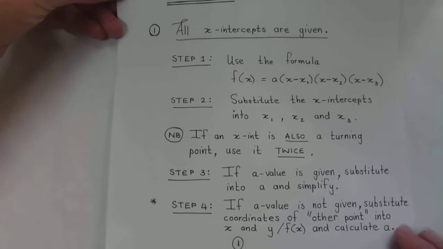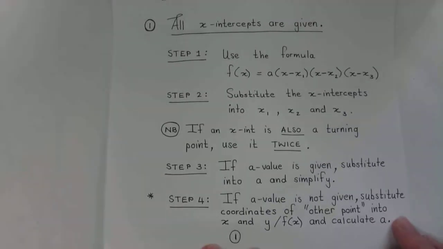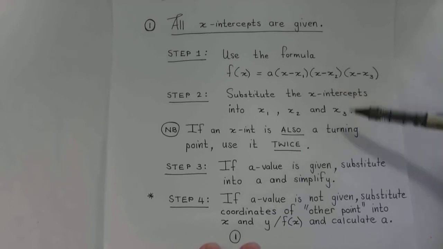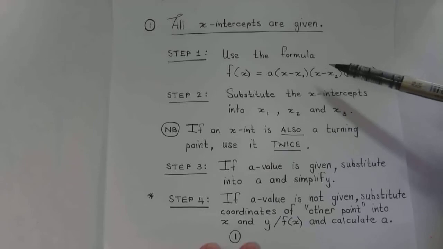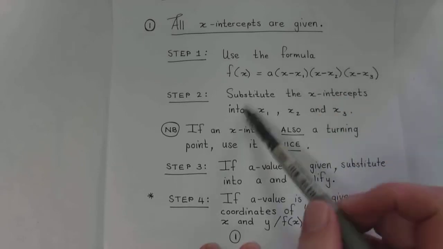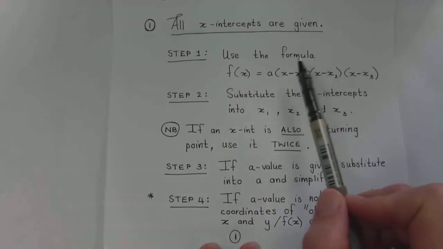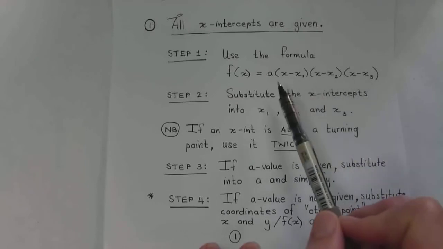I'm going to start with the steps, one by one. We'll work through the steps, and then when we get to the example, we're going to employ these particular steps in order to get the equation of that cubic function, or the equation of that cubic graph. Now, step 1, use this particular formula.